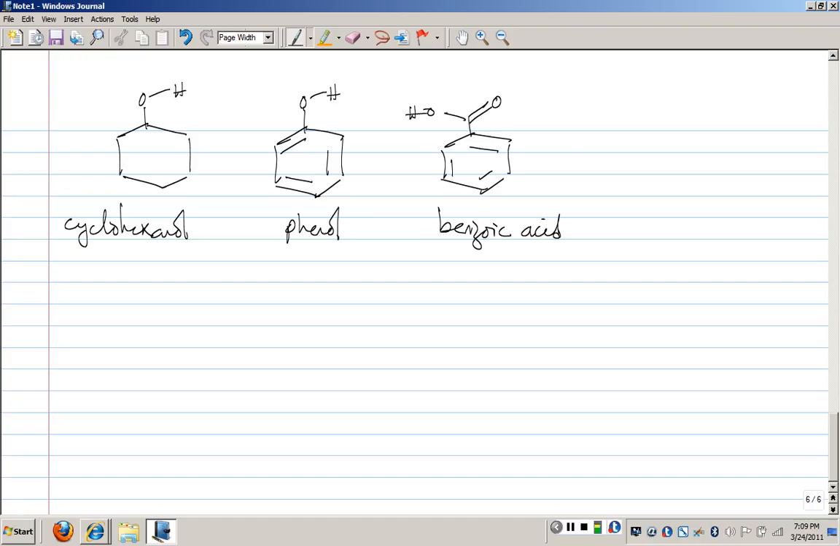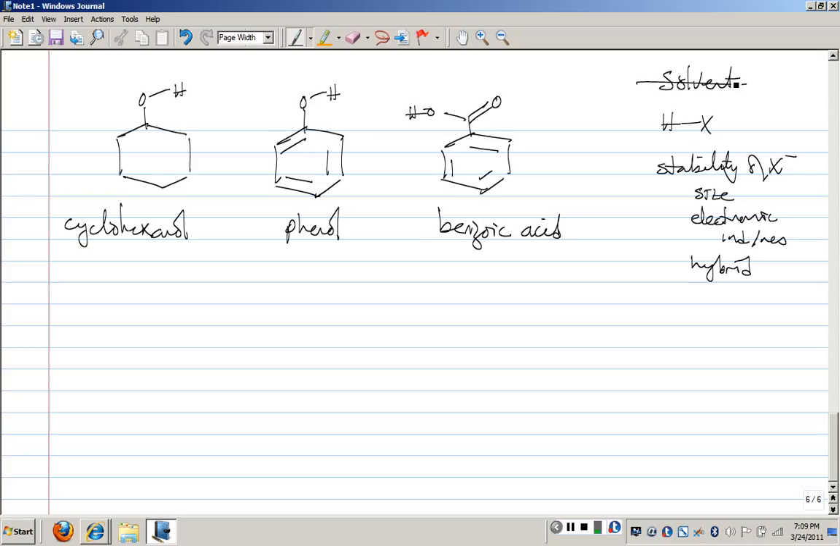Well, what does the strength of an acid depend upon? It depends upon the solvent, it depends upon the HX bond, it depends upon the stability of X minus. And that has several factors to it, right? That is a matter of size, it's a matter of electronic effects, which are induction and resonance, right? Induction and resonance, and of course hybridization. Well, unless I'm told otherwise, my solvent is the same, a non-factor.